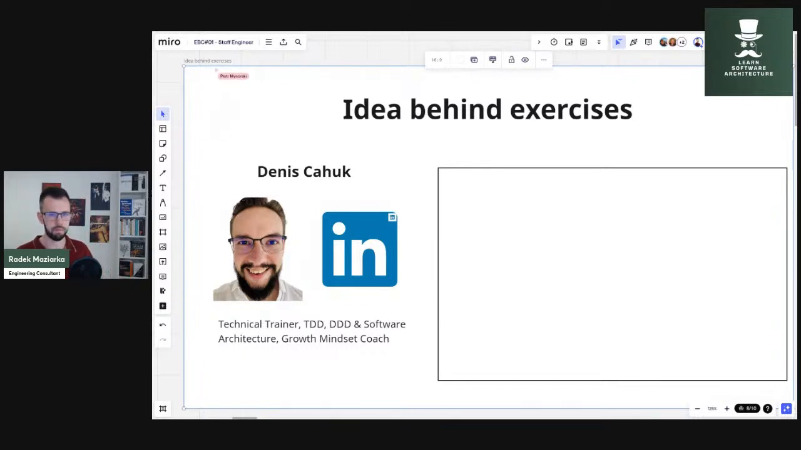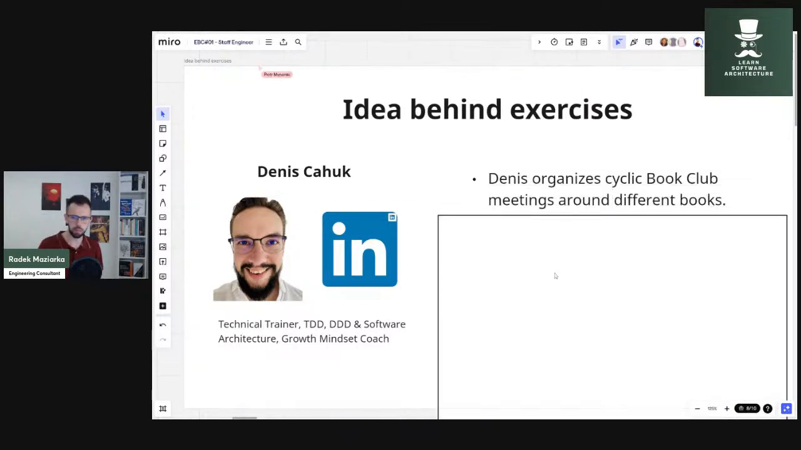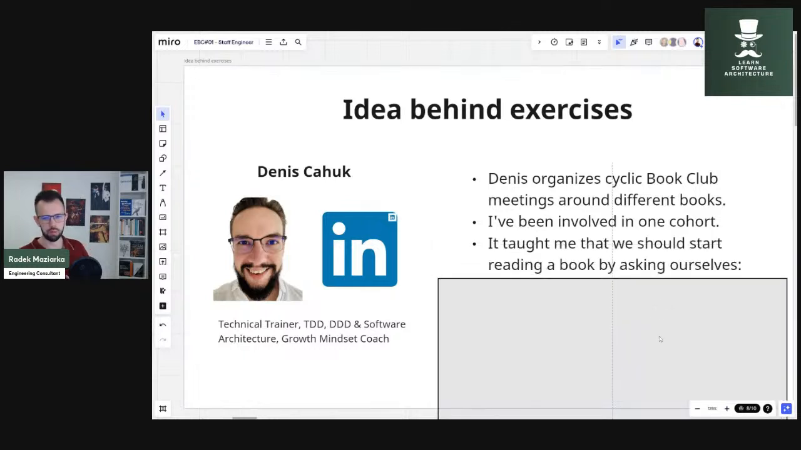And why should you do it? Denis organized cyclic book club meetings around different books, of course around our industry, so mostly around software architecture, lean development, etc. And I've been involved with one of his cohorts, and if I recall correctly, it was about a lean development book. Besides the book, there were a few very important insights for me around reading books that I want to share with you during our meetup.